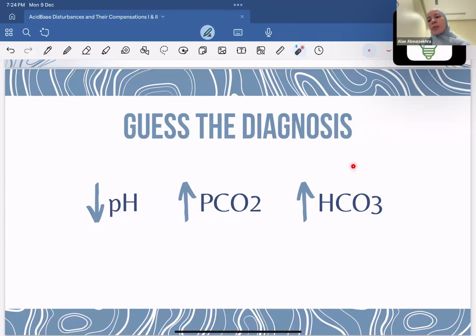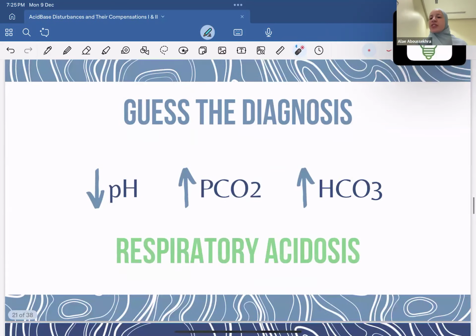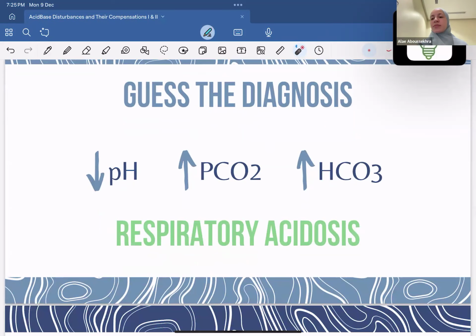And then we look at the bicarbonate. The bicarbonate is increased. Let's see if this is a compensation. It needs to be the same as the original disturbance. Is it? Yes, it is. Bicarbonate is increased. CO2 is increased. So that means that bicarbonate is compensating for the CO2. So yeah, this person is having respiratory acidosis.